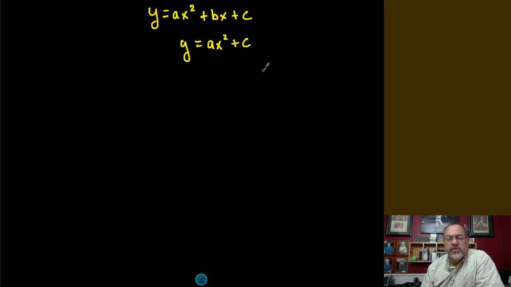Again, the quadratic equation that we're looking for is ax squared plus bx plus c, and this is the standard form. But in this lesson we talked about the form y equals ax squared plus c, where there is no linear term, and most of the questions that I'm going to deal with in this lesson are going to end up being in this form right here. We'll deal a lot more with this other form in later lessons.